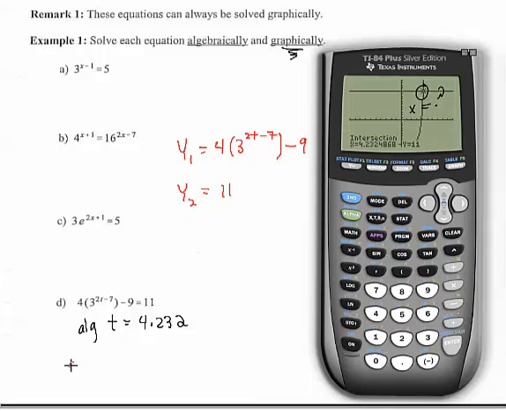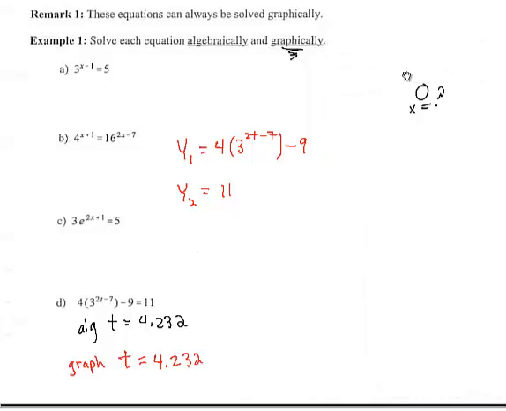So graphically, t equals 4.232. Okay, and in terms of our calculator, we simply use the variable x instead of the original variable t. So this just tells us that t equals 4.232. So it's a good way to double check your answer if you're trying to solve it algebraically.